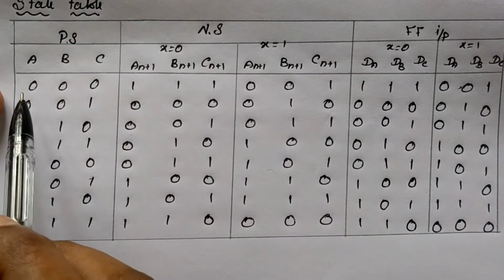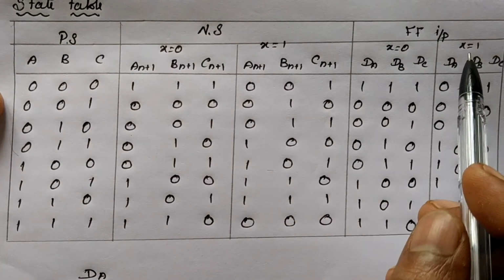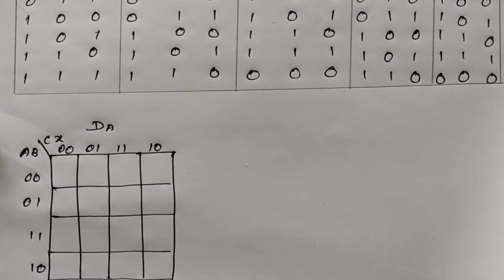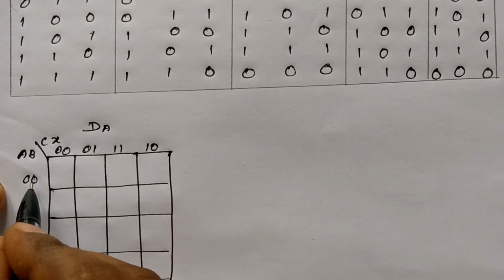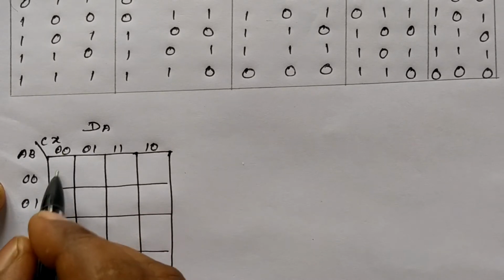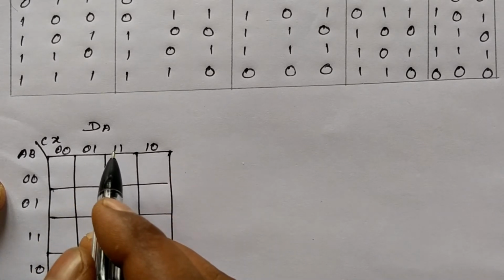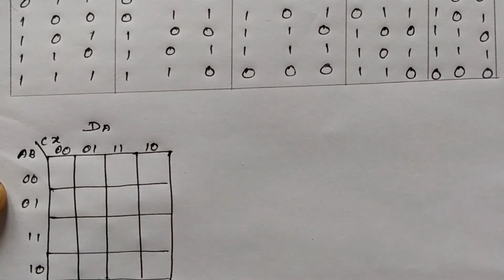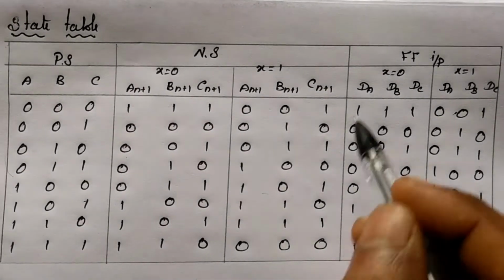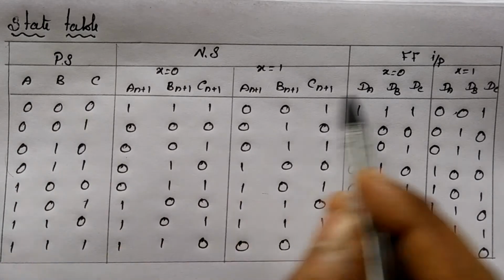So if you consider the present state, here 0, 0, 0 followed by x is equal to 0 and x is equal to 1. Therefore, in the K-map, here present state A, B is 0, 0 and present state C is 0, followed by x is equal to 0 in this column and x is equal to 1 in this column. So using that we can write the values directly instead of going for another table. Just consider dA is equal to 1, respective present state is 0, 0, 0 and input 0.